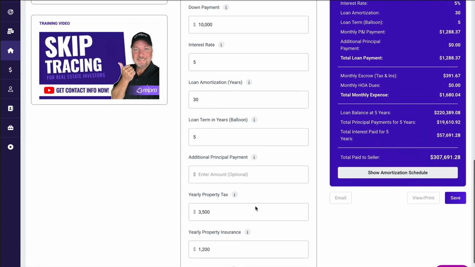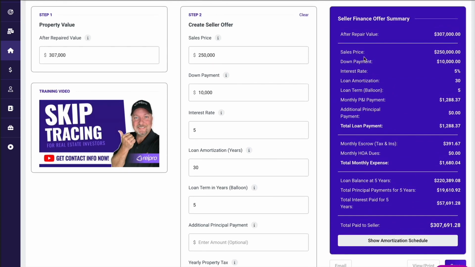So now when I go up to the summary, it's going to really break down everything. We have the after repaired value. We have the sales price, what we're going to pay the seller, $10,000 down, 5% interest. We're going to amortize the loan over 30 years to keep that monthly payment down. The term of the loan, which we call the balloon payment, is 5 years. Our monthly principal and interest payment is going to be $1,288.37. So the total loan payment is $1,288.37.